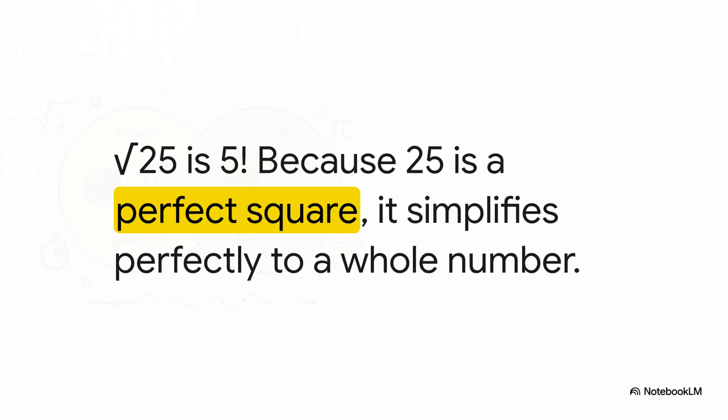The same applies to the square root of 16, which is just 4, or the square root of 36, which is 6. Do not let that square root symbol trick you. If there's a perfect square hiding inside, the number is for sure rational.